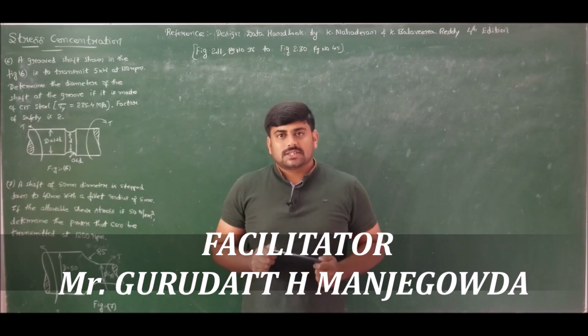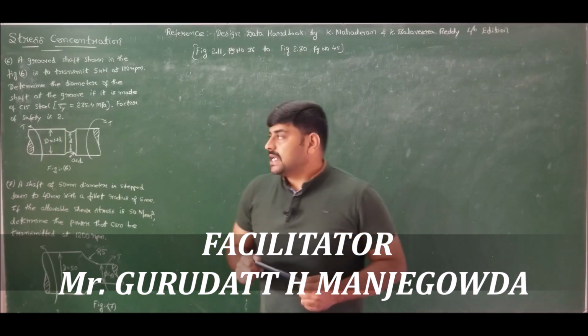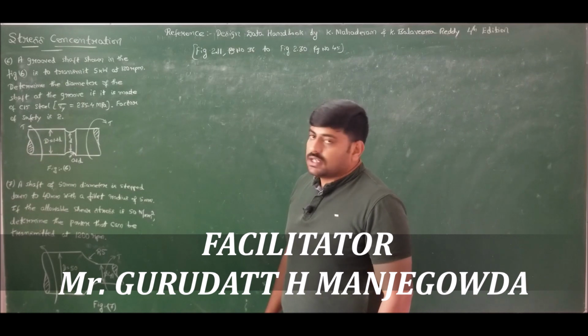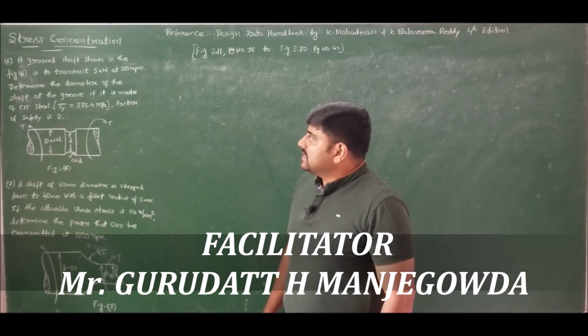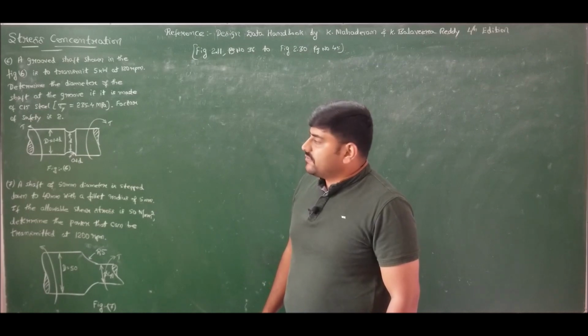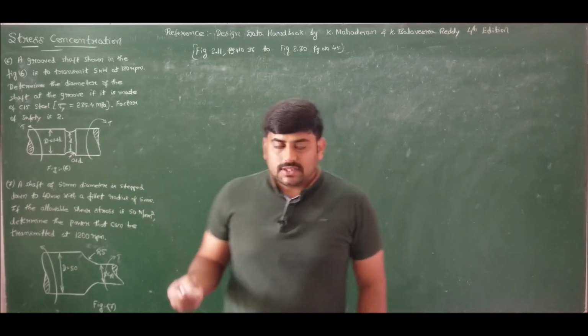The problem number 6 of our discussion on stress concentration states that a grooved shaft shown in figure 6 is to transmit 5 kilowatts at 120 rpm. Determine the diameter of the shaft at the groove if it is made of C15 steel with sigma yield 235.4 megapascal. Factor of safety is 2. Let us solve this problem.